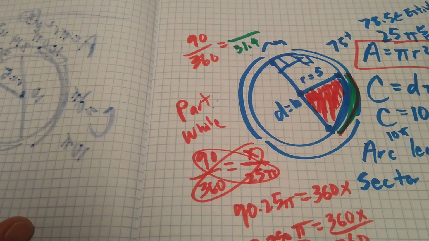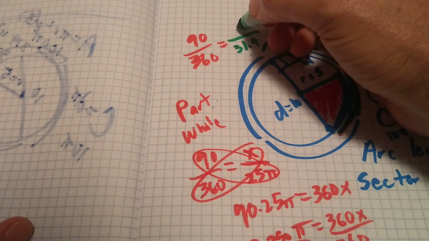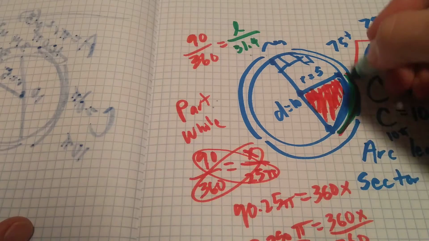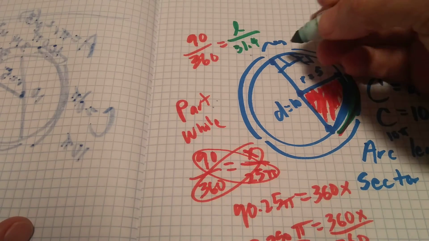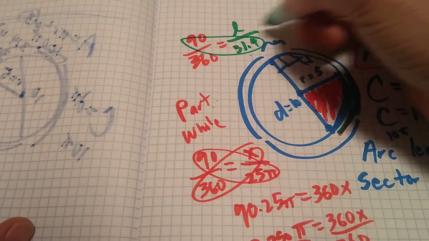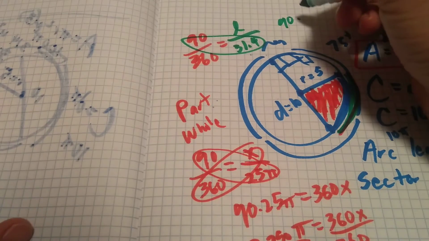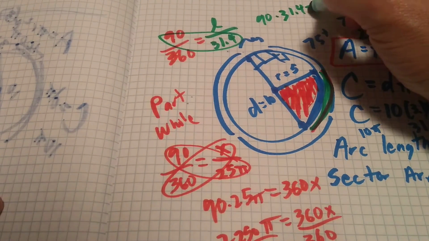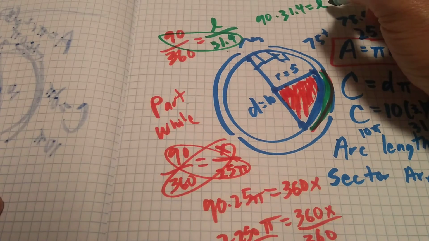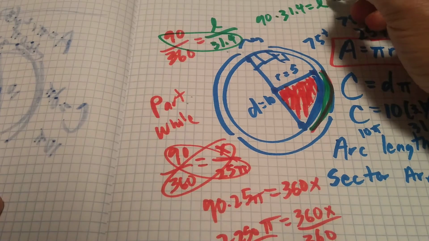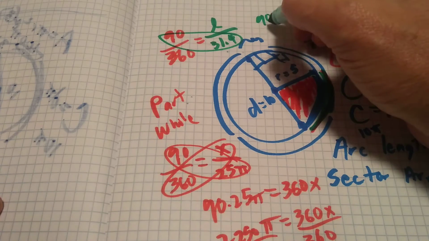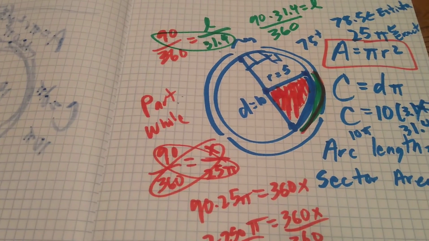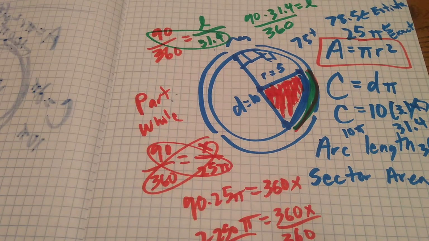I could also do it with the 10 pi, and I'm looking for what I'm going to call the sector length, because literally I could put a string on there and stretch it out. If I cross multiply, I get 90 times 31.4 equals L times 360, and I'm going to do a trick here. I'm going to divide right now and save myself a step.